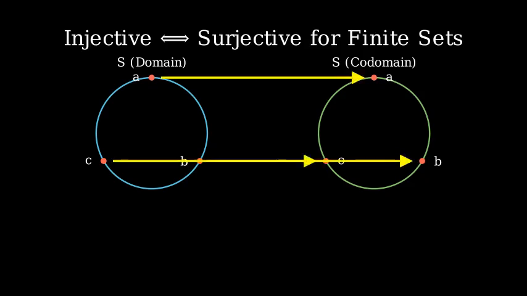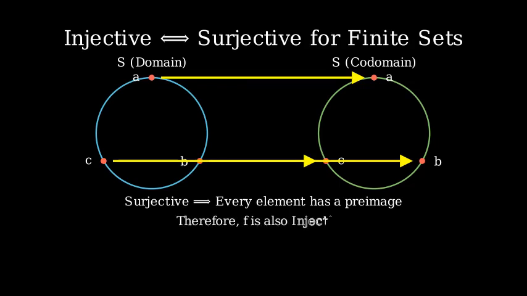Now let's understand what it means for f to be surjective. A function is surjective if every element in the codomain has at least one element mapping to it. Since S is finite and f is surjective, each element in the codomain must have exactly one element mapping to it. This is because if any element had more than one element mapping to it, some other element would have no elements mapping to it, contradicting surjectivity.